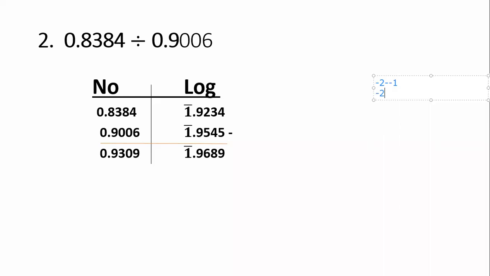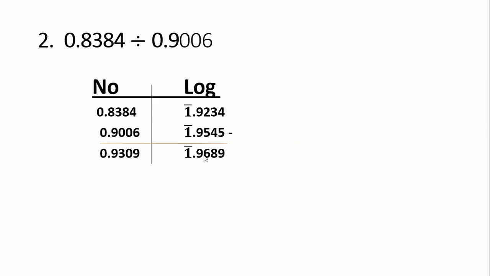So minus 2 plus 1 will now give us a final answer as minus 1. That's why you have it as bar 1. Plus 2 and minus 1 will give us our answer as minus 1. So that's why it's bar 1.